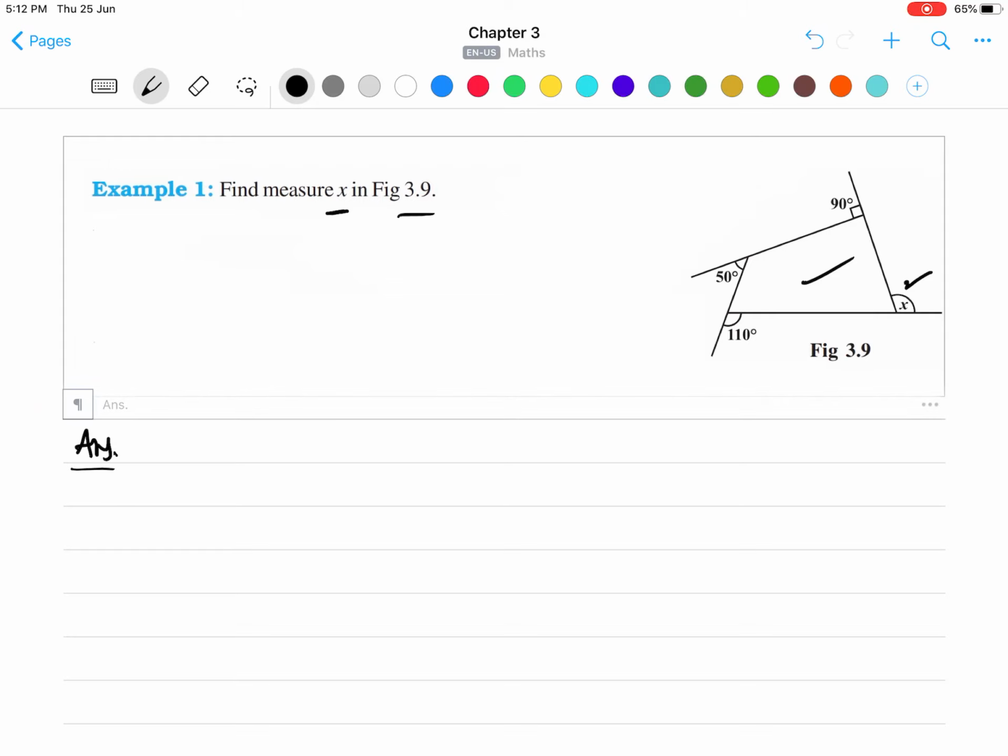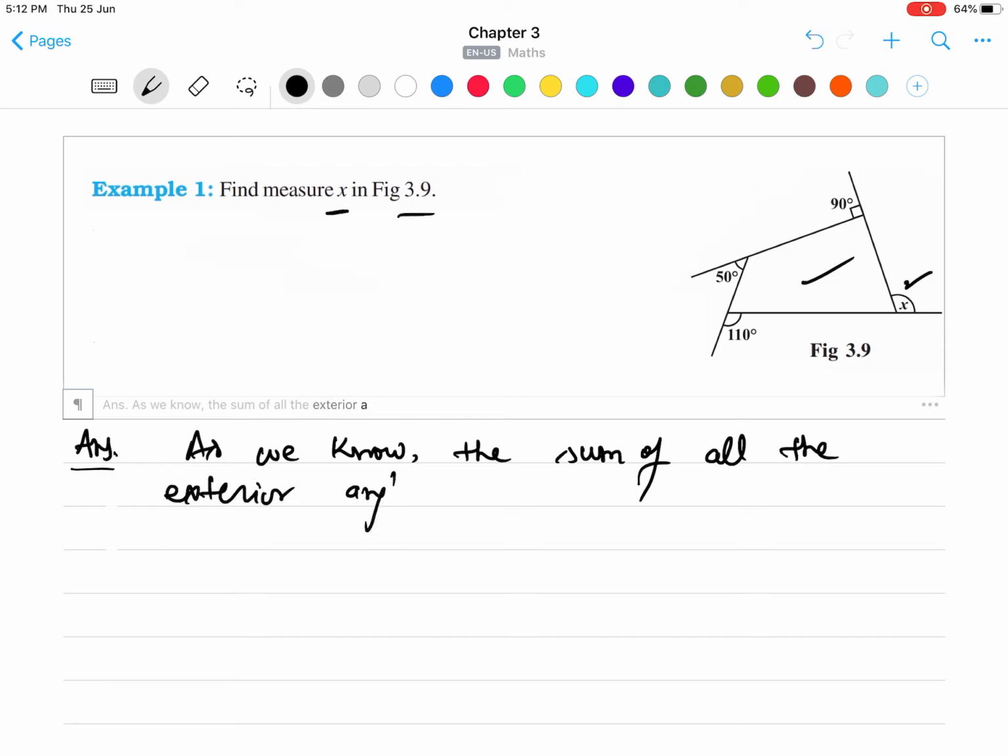Now, as we know that the sum of the measure of exterior angles of any polygon is 360 degrees. So we'll write, as we know, the sum of all the exterior angles of any polygon is 360 degrees.